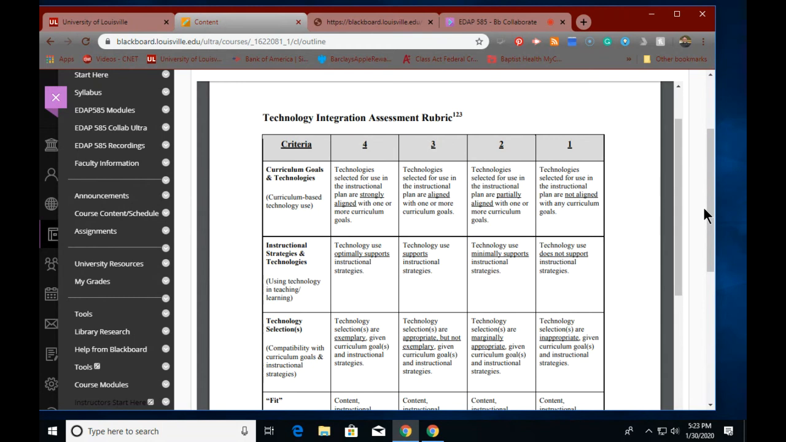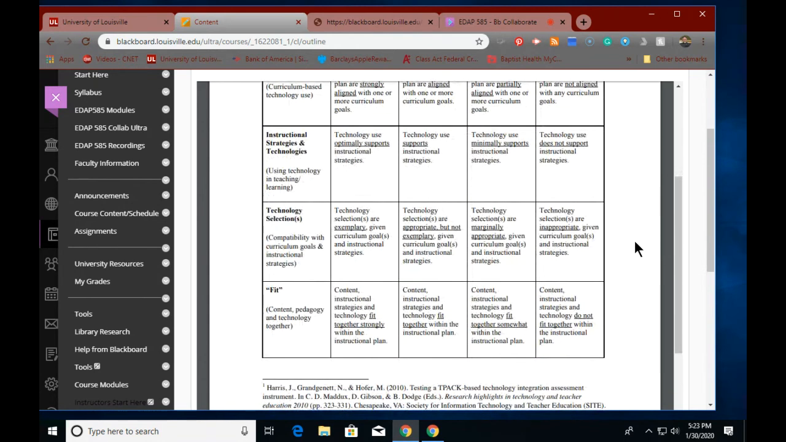Now, technology selection is, again, curricular compatibility with curricular goals and instructional strategy. So again, are we using tools here that are appropriate to what we're trying to do? And finally, the fit. To me, the fit and the skinny are very synonymous to each other. So do we see that the technology, the content, and the pedagogy fit? It's not that we're trying to shoehorn something in. Hey, let's go do this because it's cool. When we get to that module, you'll hear my take on it.